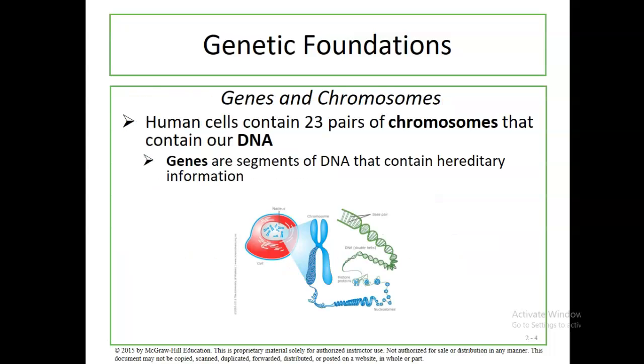With regard to genetic foundations, it's important to differentiate between chromosomes, DNA, and genes. So normal human cells contain 23 pairs of chromosomes for a total of 46. These chromosomes contain our DNA, and our DNA contains our genes. So genes are segments of DNA that contain our hereditary information, everything from eye color to tendencies for personality and intelligence and disease. It's important to differentiate between chromosomes and genes because we'll be discussing chromosomal disorders as well as genetic disorders.